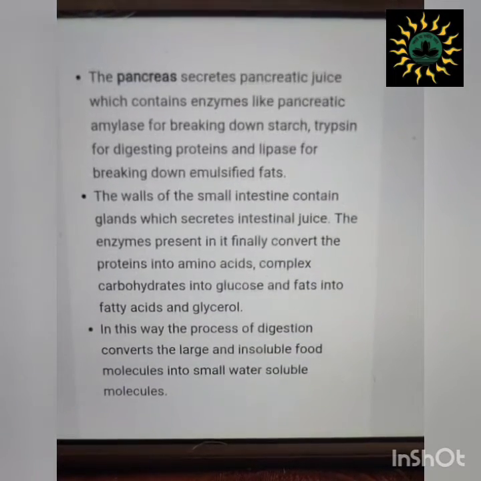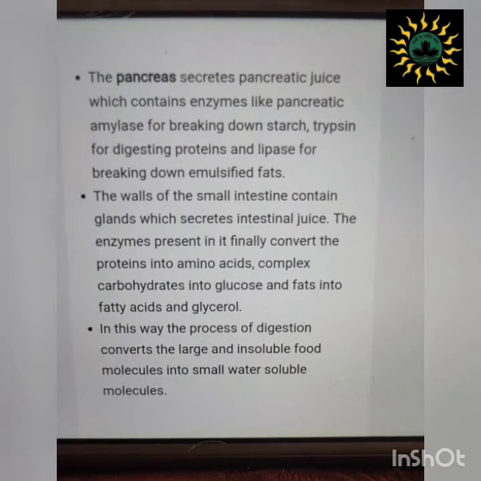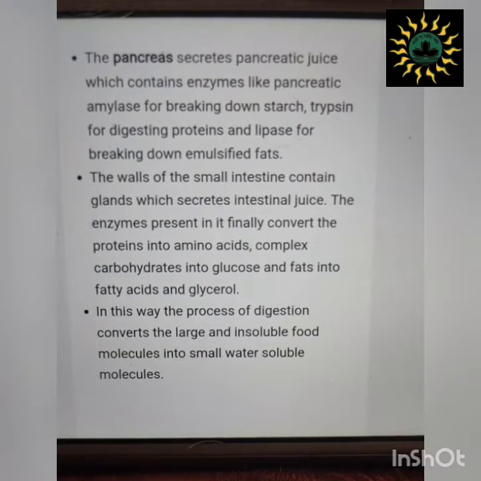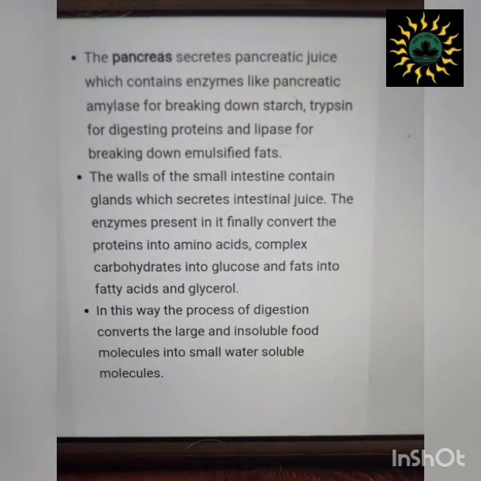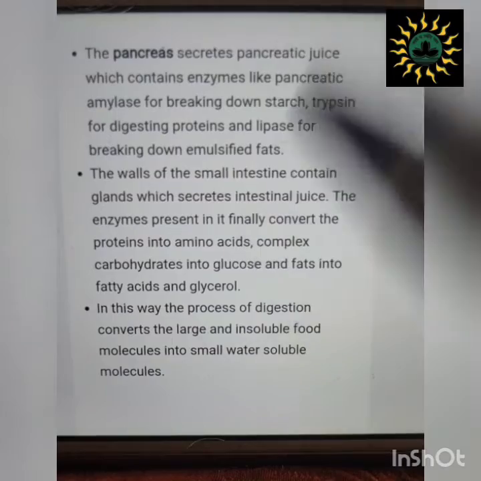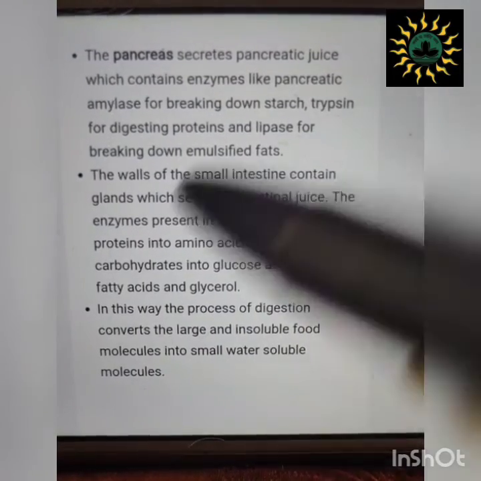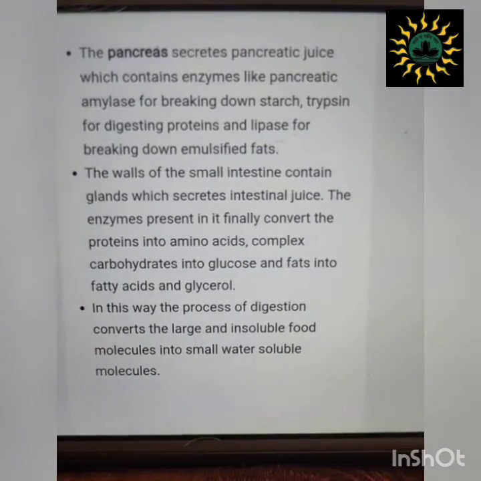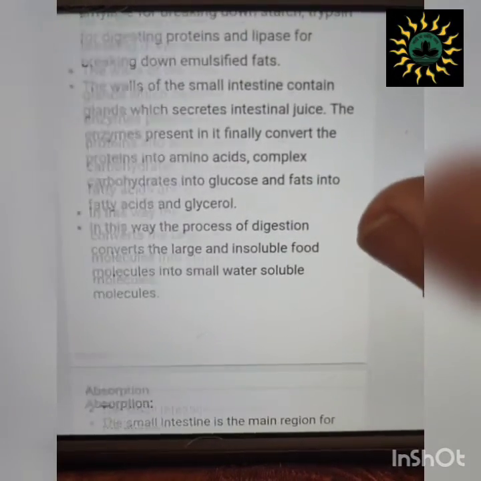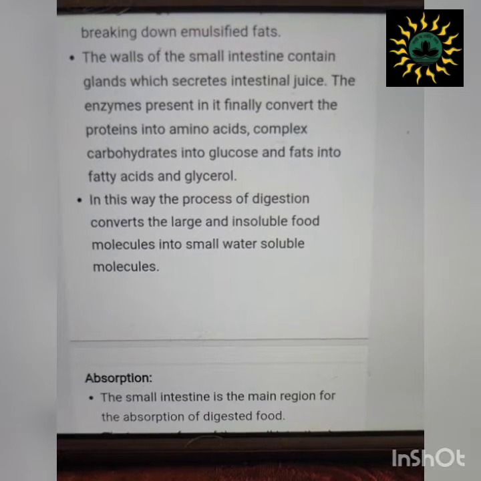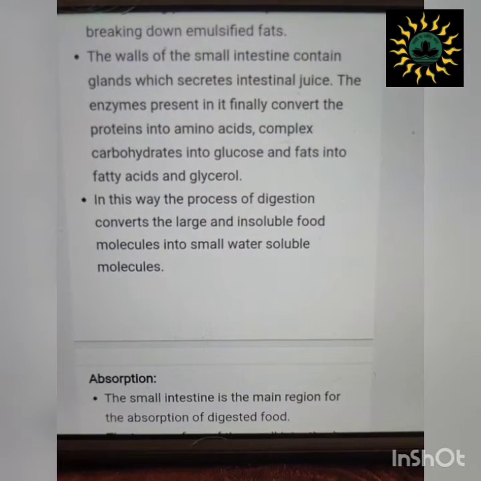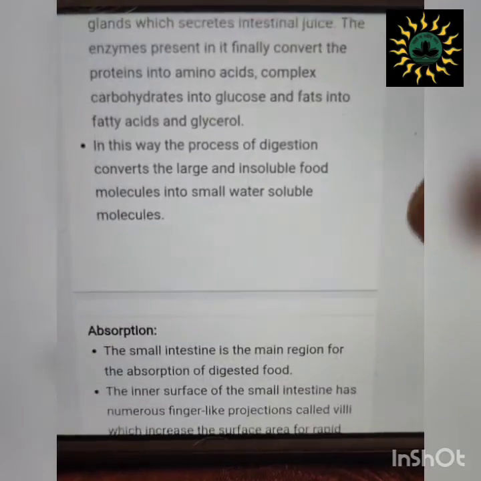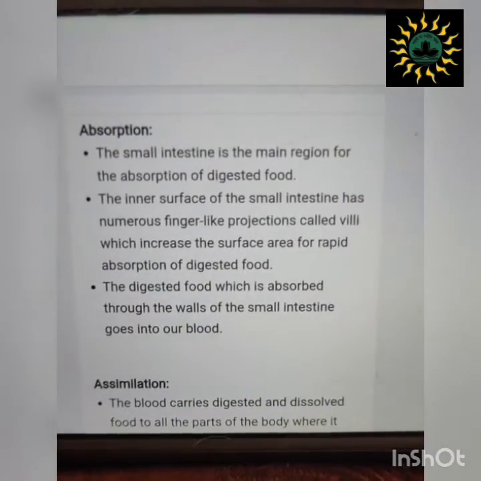Now the walls of the small intestine contain small glands which secrete intestinal juices, and the enzymes present in it finally convert the protein into amino acids, as I have already told you, the complex carbohydrates into glucose, and fats into fatty acids and glycerol. And finally the whole digestion is completed. Water is digested along with the food, and now is the time for absorption to take place.